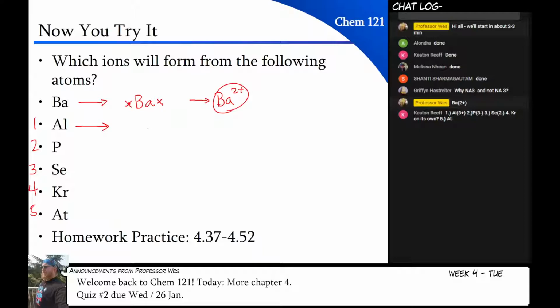So for this first one, aluminum here, if I draw aluminum with its 3 valence electrons, and I want to make an ion out of it that follows the octet rule, I would have to remove these 3 electrons to make Al3+. That would be the ion that forms.